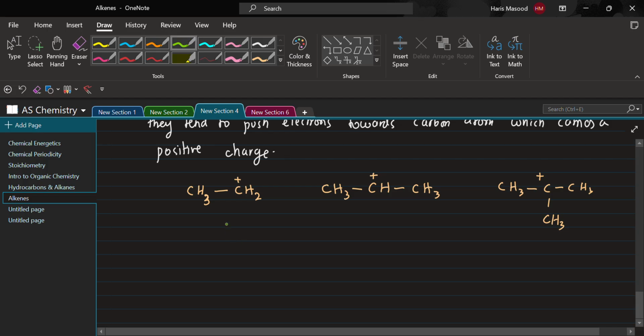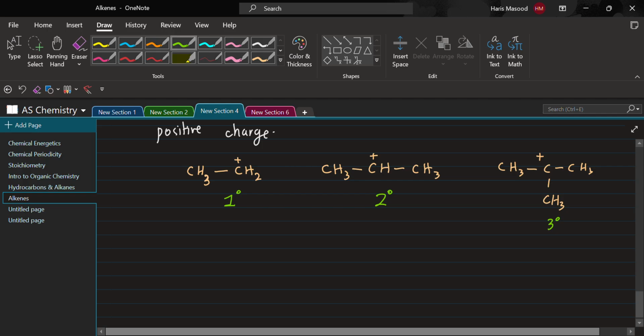So we should denote it like this: 1 degree, that is primary; 2 degree, secondary; 3 degree is tertiary. So tertiary carbocation is the most stable because three alkyl donating groups are doing what? They are neutralizing the positive charge of the carbocation, because they are donating electrons, which are negative, to neutralize the positive charge. So three groups are trying to neutralize. In primary only one group is trying, in secondary only two groups are trying.